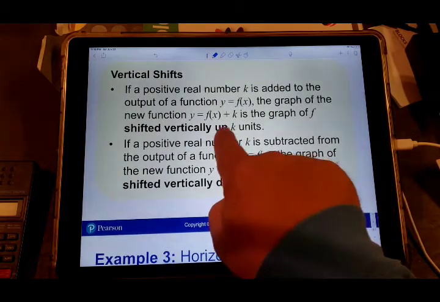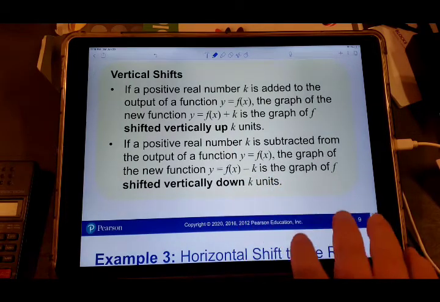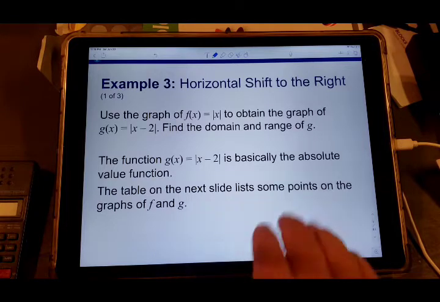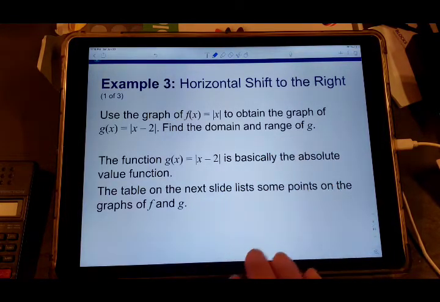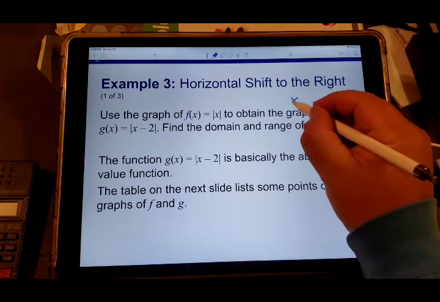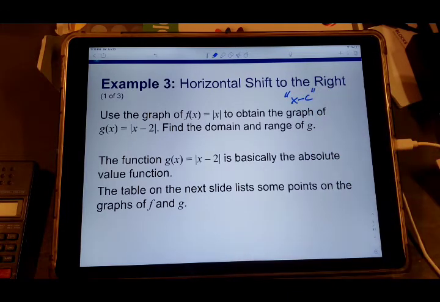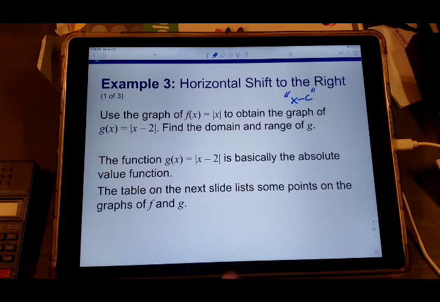All right, so they're saying that when you add k, it's shifted upward. When you subtract a positive number k, it's shifted downward vertically. All right, horizontal shifts. Horizontal shifts are right and left. These are a little trickier because of what I call the x minus c dilemma. And the minus sign is built into this formula, but we'll get to it.